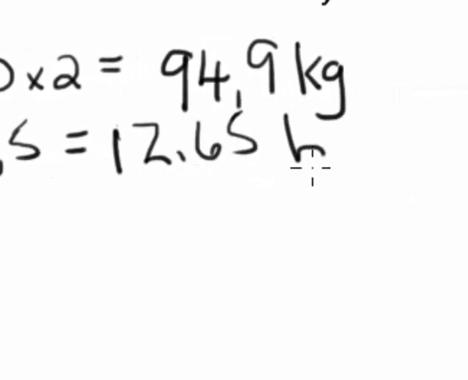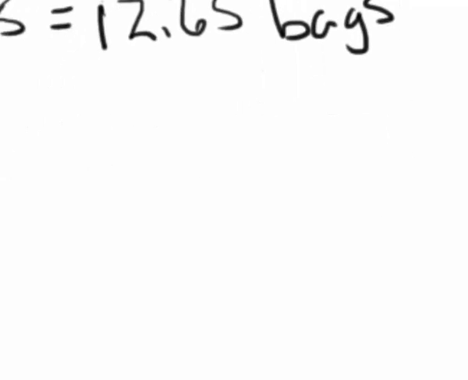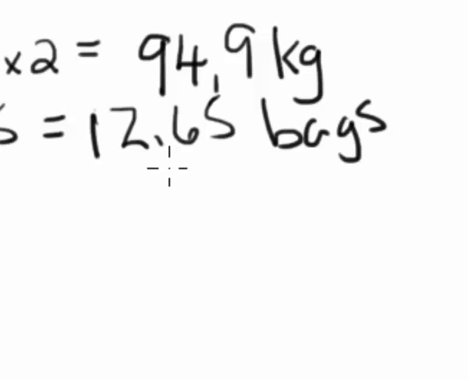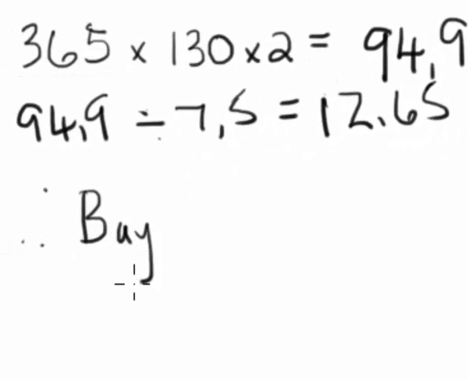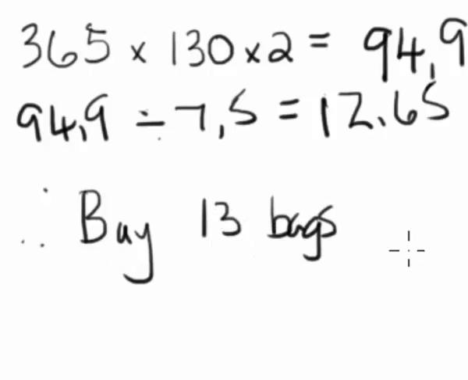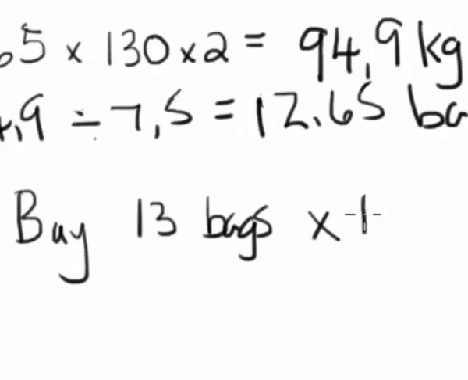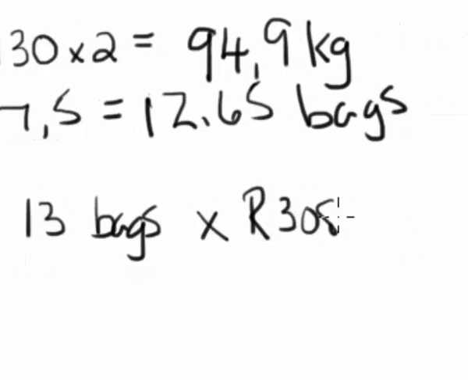So that is 12.65 bags. Now, of course, we can't buy 12.65 bags, so we're going to have to round this up. Now, this is important for you to remember in literacy, that even if this had been 12.2 bags, because we want enough, we want to know what the cost is for the total year, we would have to round up. Okay, so in other words here, we are going to have to buy 13 bags of dog food. So 13 bags, and it is 308 Rand per bag.